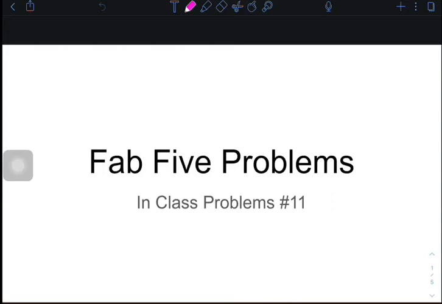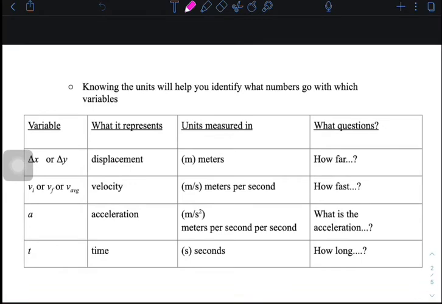All right, so let's take a look at in-class problem number 11. Again, as we're reading the problem, we're looking for units, because that will tell us where to put them in our list, right? Or we're looking for these types of questions. So just things to keep in mind.